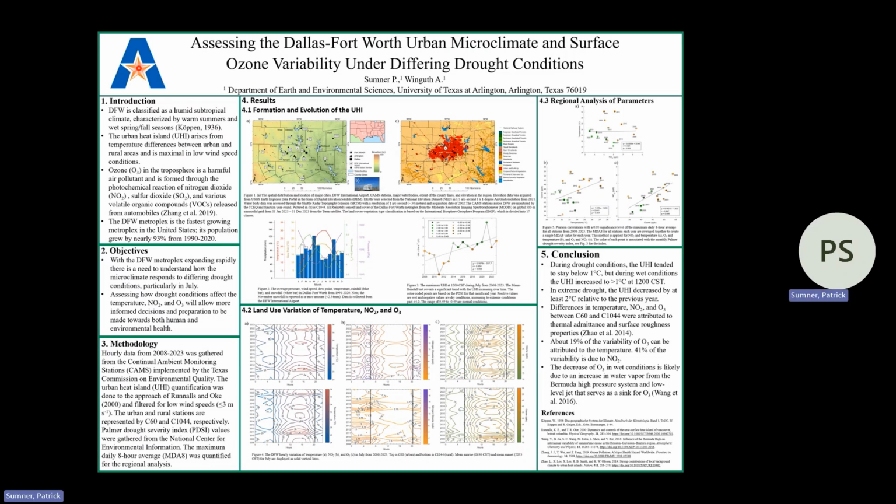Hey everyone, my name is Patrick Sumner, and today I'll be discussing the Dallas-Fort Worth microclimate and surface ozone variability under different drought conditions. DFW is classified as a humid subtropical climate with warm summers and a wet fall and spring season. The urban heat island is a phenomenon that occurs due to temperature differences between urban and rural areas.